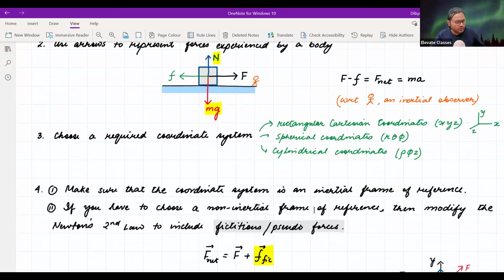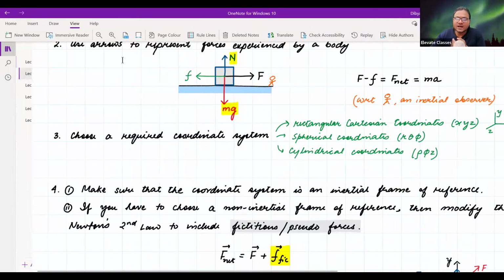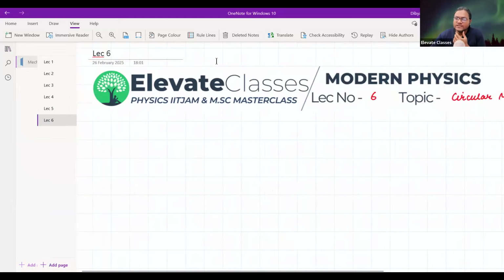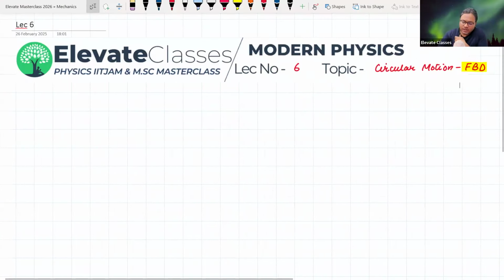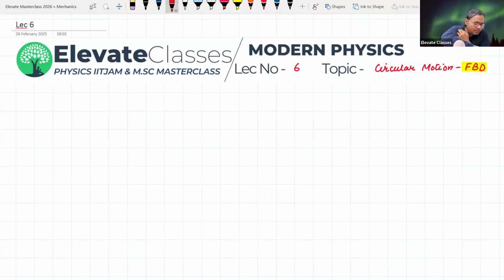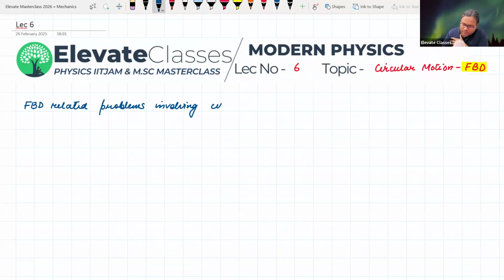coordinate system. So till now we were only choosing the rectangular coordinate system, the Cartesian coordinate system. So now for today's class we are going to choose the polar coordinate system for specifically motion constrained to a plane or a circular motion. Okay. So free body diagram related problems involving circular motion.